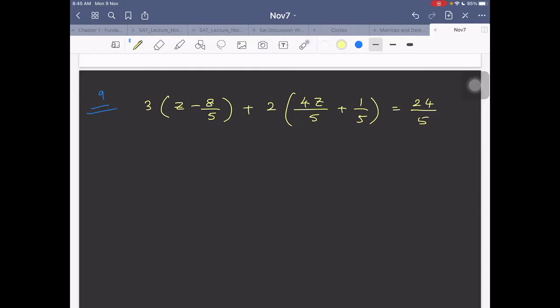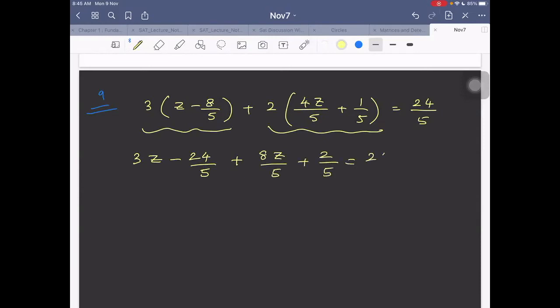Okay, what is the normal approach? You try to expand this. So we have (3z minus 24) divided by 5 plus... Here, what do you do? You expand again. We have 8z by 5 plus 2 by 5 is equal to 24 by 5.